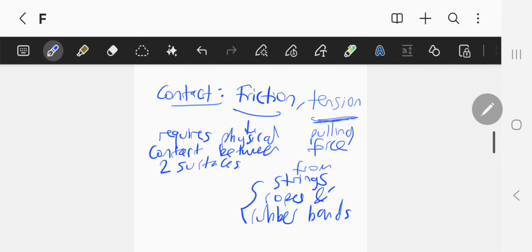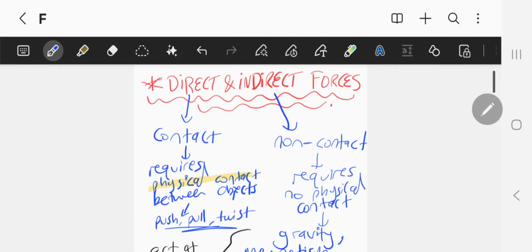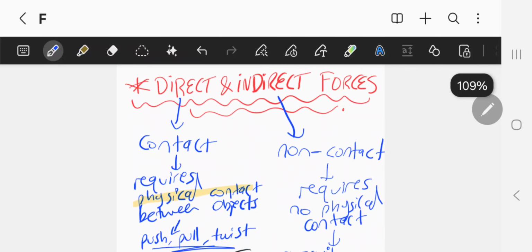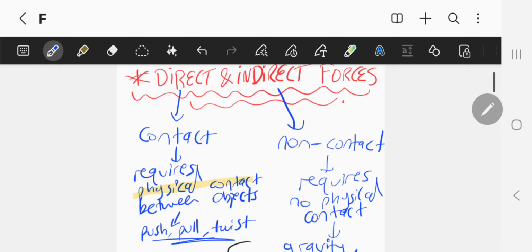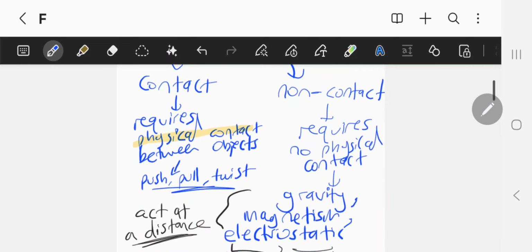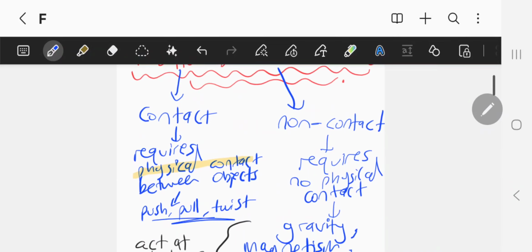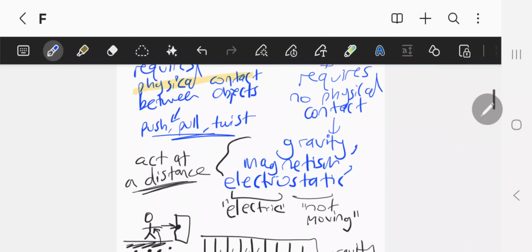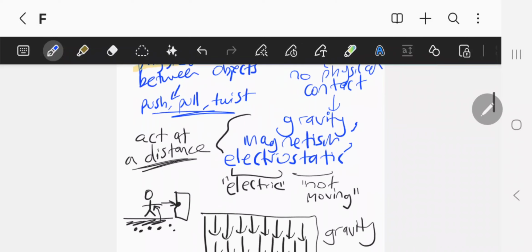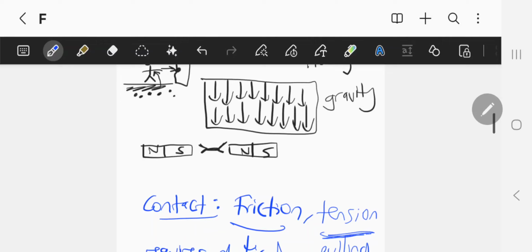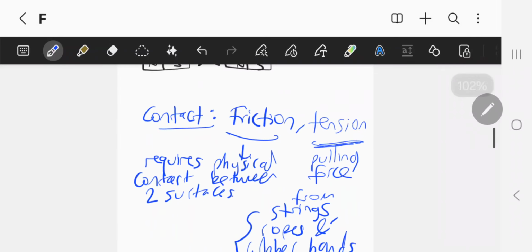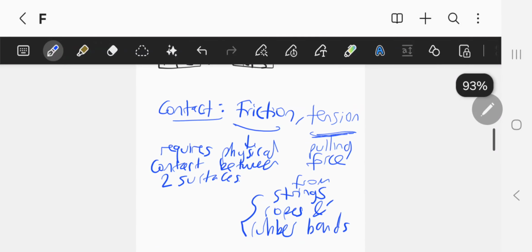To summarize, you've got things called direct and indirect forces. Direct is another way of saying contact, and indirect is another way of saying non-contact. Contact forces, you need physical contact. That's what the word contact means. You need physical interaction. Non-contact, you don't require any physical contact. Push, pull, and twist are contact forces. Non-contact include gravity, magnetism, and electrostatic forces, and they work at a distance. And you also have friction and tension as contact forces.